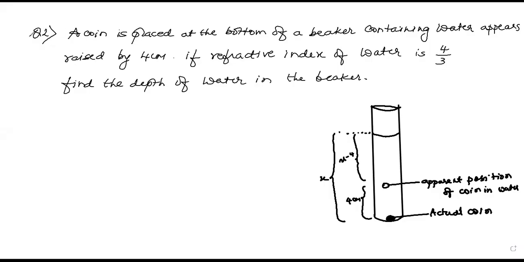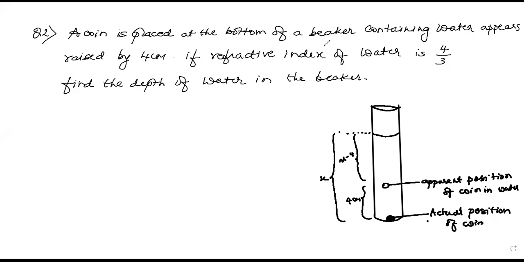We go to question number 2. Children, very simple sum, and understand this sum. This type of sums are asked in the exam, okay? A coin is placed at the bottom of a beaker. This is the actual position of the coin. I should call it the actual position of the coin, okay?